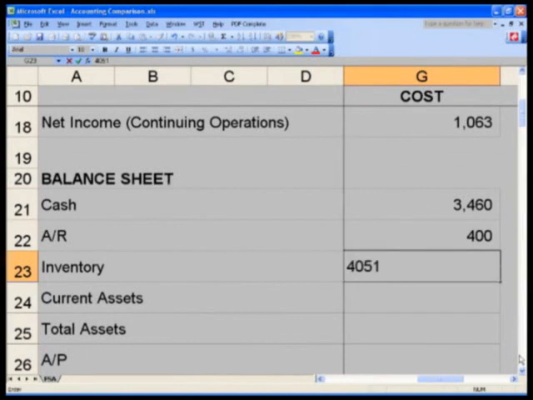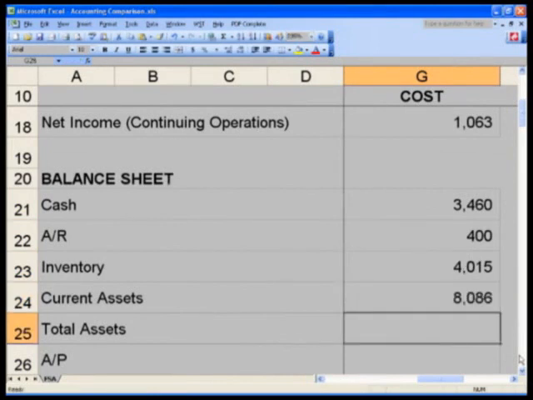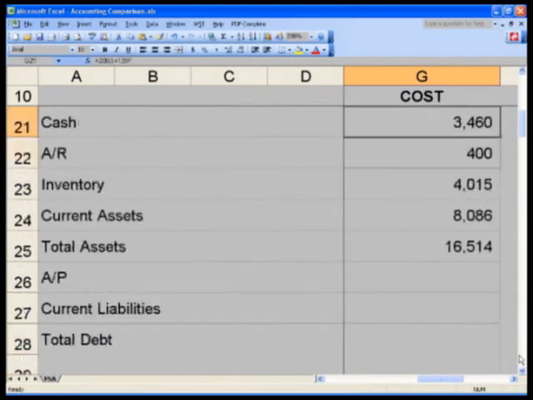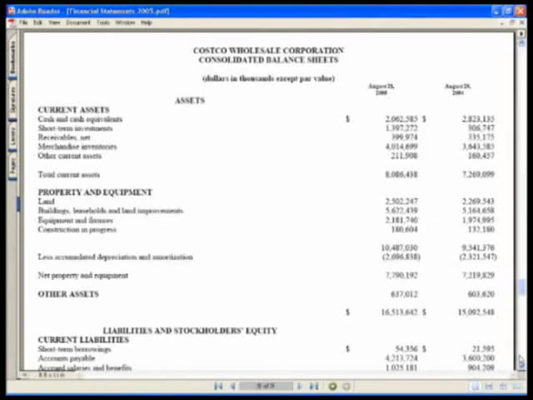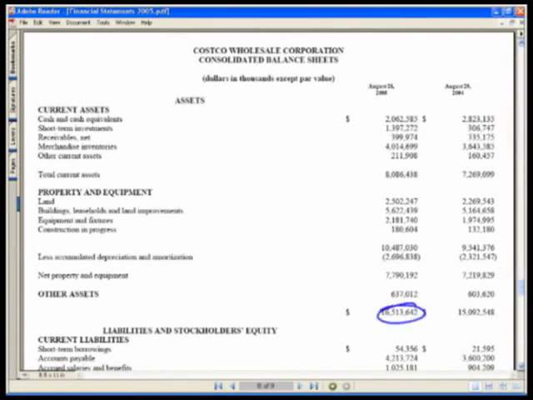2,063 plus 1,397 equals 3,460. Accounts receivable was $400. Inventory was 4,015. Current assets is 8,086 and total assets is 16,514. Let's see if I remember those numbers correctly. Help me remember that: 3,460, 400, 4,015, 8,086, and 16,514.